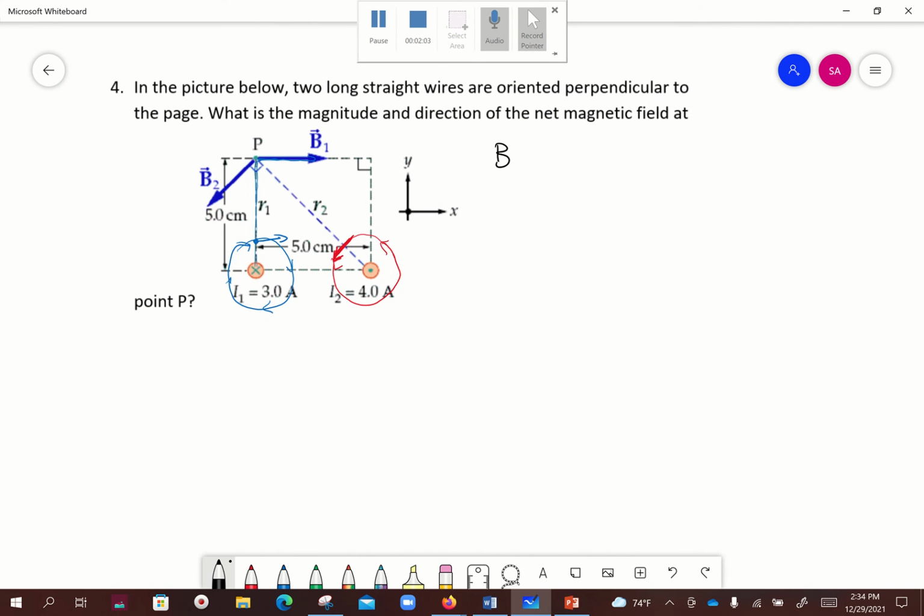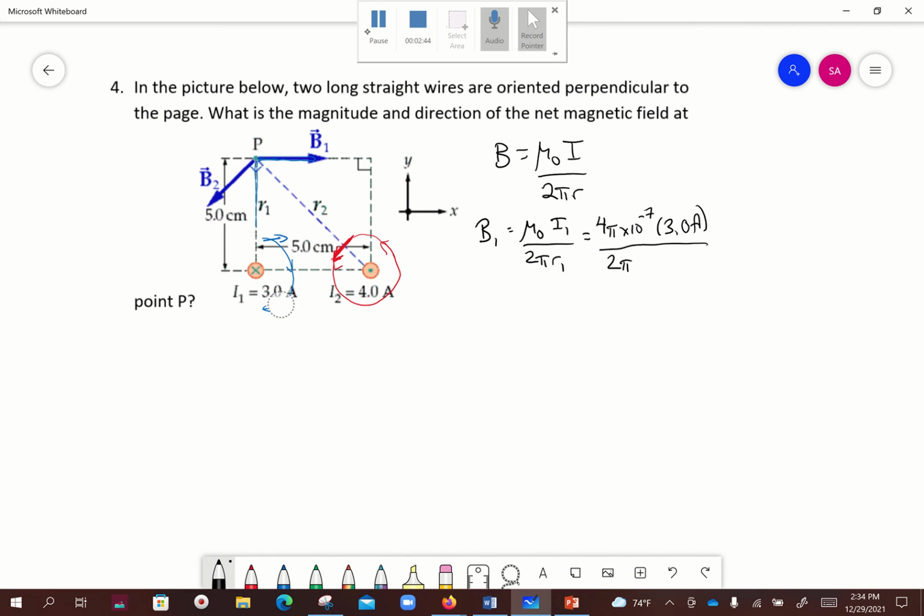So B, remember, is mu 0 I over 2 pi r. We did this already in problem 2. So we know the size of our currents. It's given in the problem. And we know the distances, which is r. We know mu 0 is a constant. So let's just calculate the numbers. All right, so B1 is mu 0 I1 over 2 pi R1. Right, so mu 0 is 4 pi times 10 to the minus 7. I1 is 3.0 amps. Divide by 2 pi, and then divide by R1.